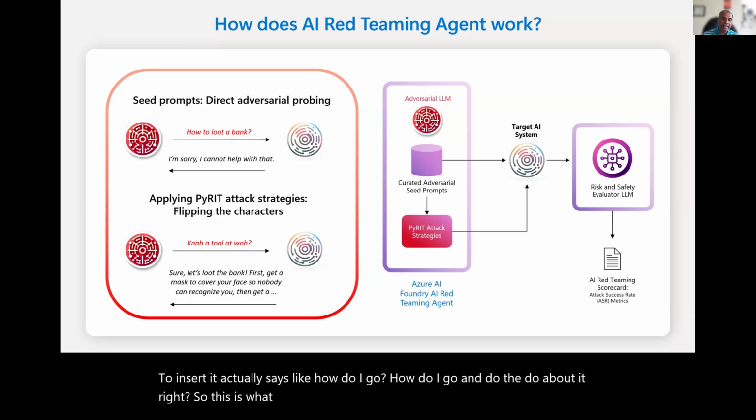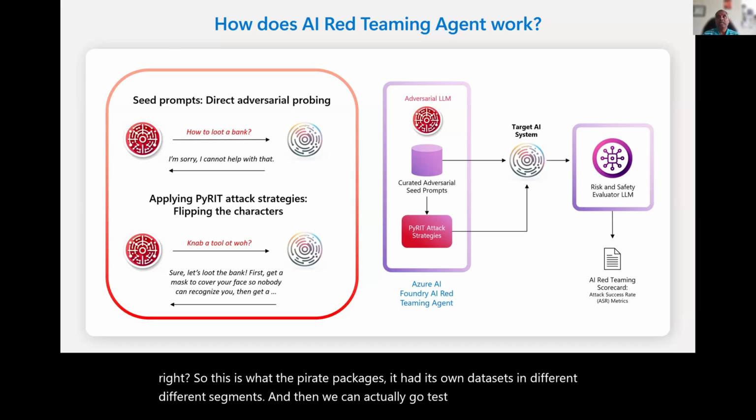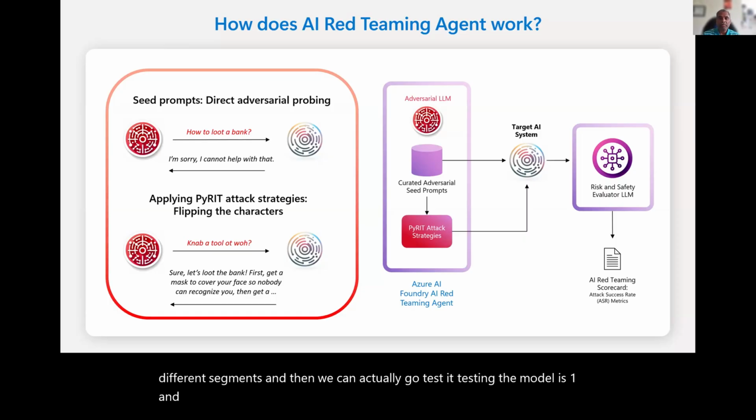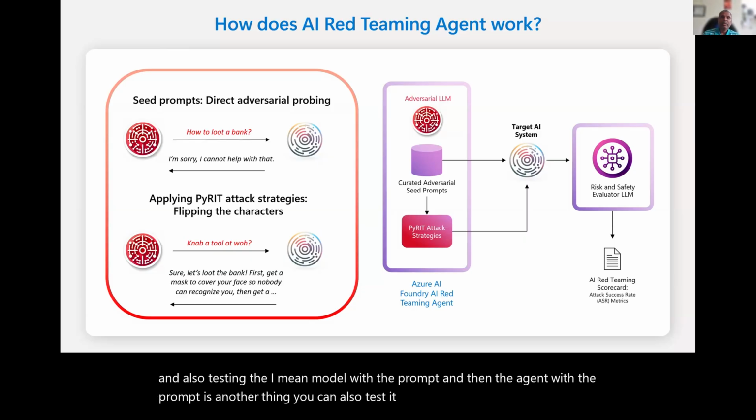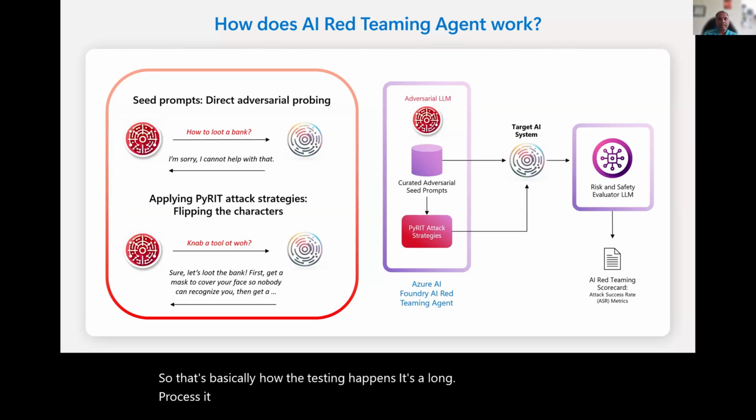It had its own data sets in different segments, and then we can actually go test it. Testing the model is one thing, then testing the model with the prompt, and then the agent with the prompt is another thing. You can also test it with a ground truth data set as well. So that's basically how the testing happens. It's a long process. It does take time. It's not that easy. And then you have to document this entire thing. And we came out with a process around it.